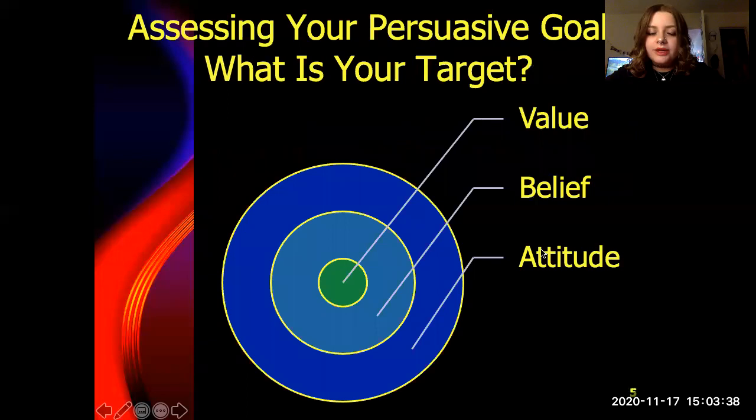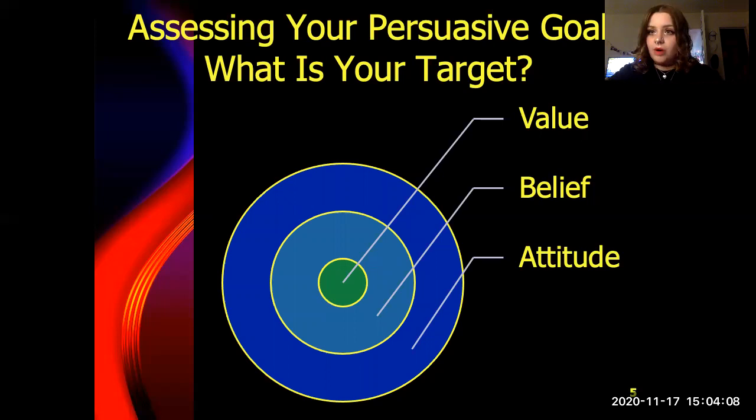Otherwise, going back to, if you guys remember the onion model, it's important to understand what the goal of your group presentation is supposed to be. So for example, are you targeting an attitude? Are you targeting a belief? Are you targeting a value? Depending on which one you're targeting, you have to know how hard is it going to be to convince them of an issue.